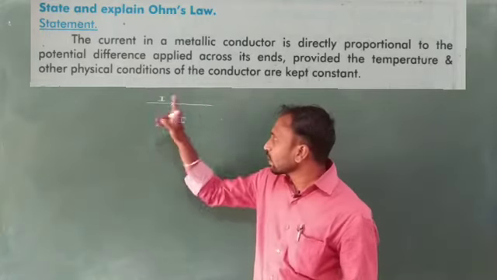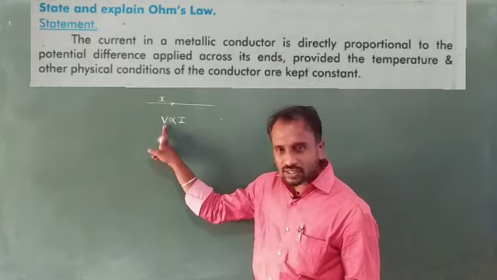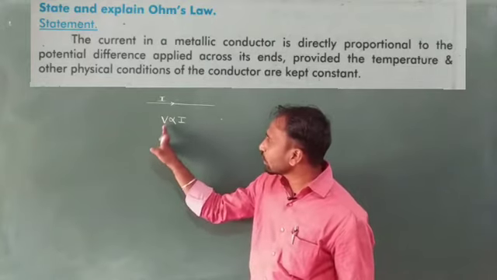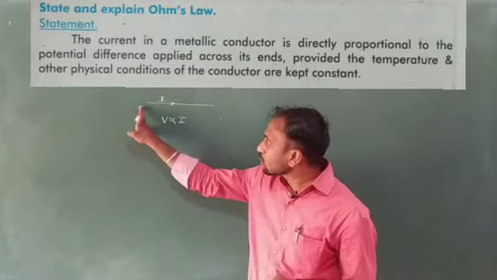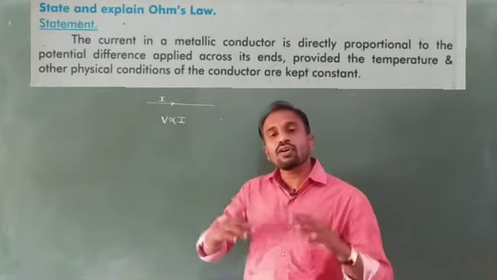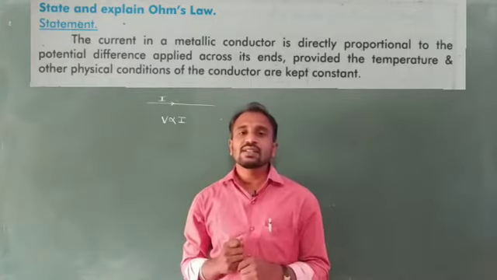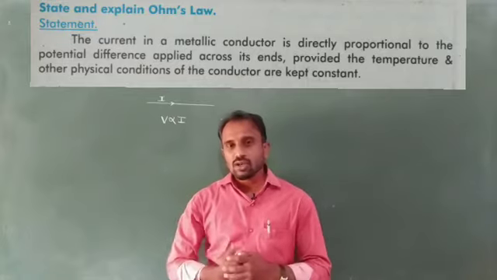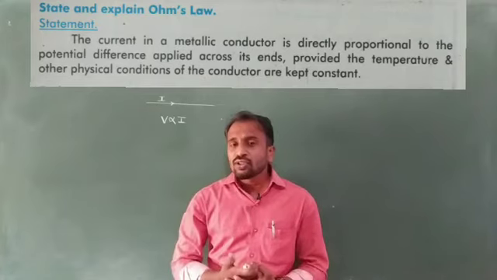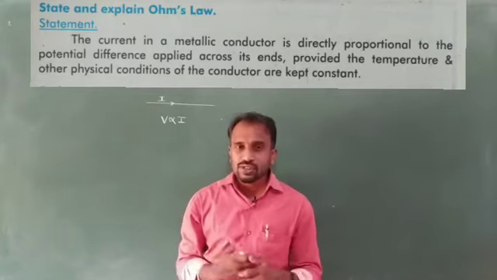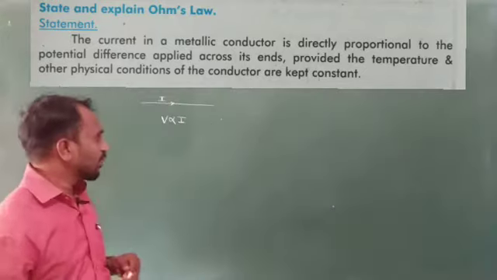It means the electric current flowing through a conductor is directly proportional to the potential difference across the two ends of the conductor, provided all physical conditions remain constant. Why do we say physical conditions remain constant? Because if the physical conditions change, then the electric current value changes. For example, consider temperature.